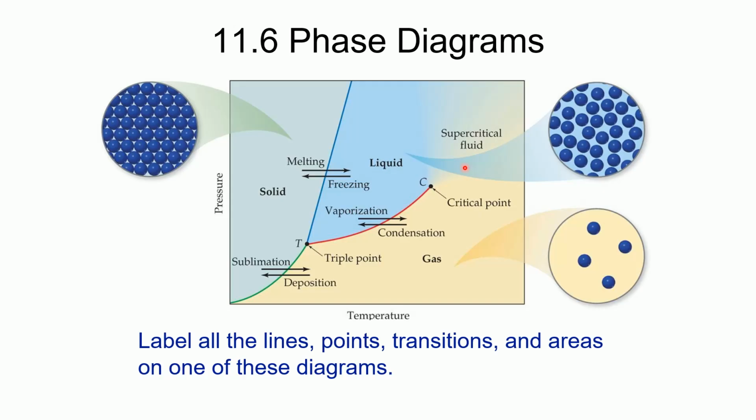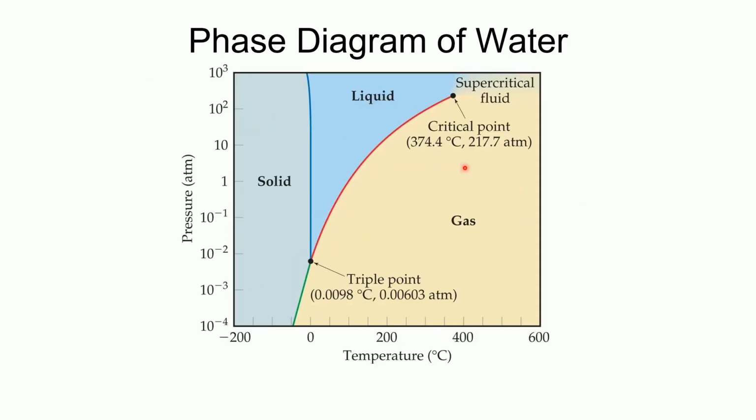All right. So that's 11.2, and you guys can do that on your own time. Now here I've got a phase diagram for water, and you'll notice right away this one looks much different than the previous phase diagram, and the biggest reason for that is that it is plotted on a semi-log plot.